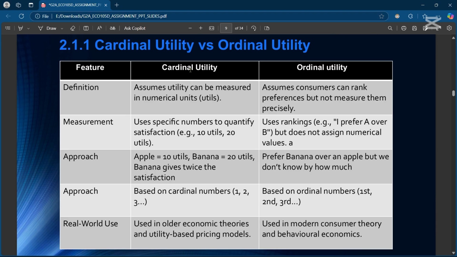Let's talk about cardinal utility. Cardinal utility can be measured in numerical units, and the unit is called utils, which is hypothetical, as we told before. In cardinal utility, we use a specific number to quantify the satisfaction. Like if I eat a mango, I get 10 utils. If I eat a banana, I get 20 utils.